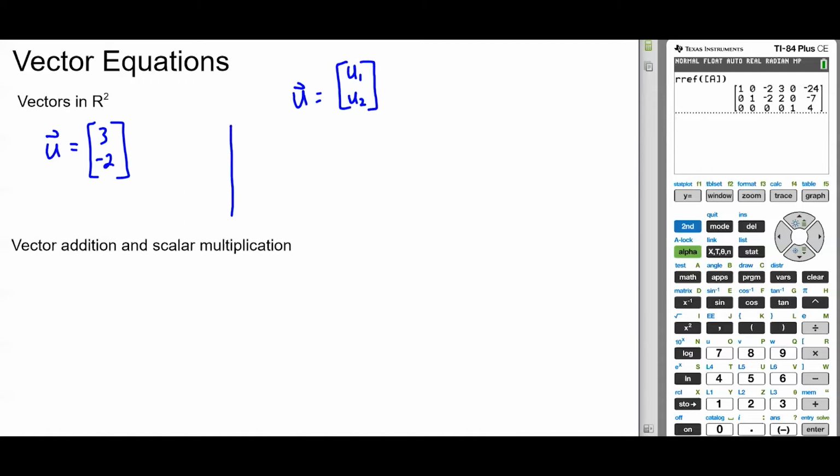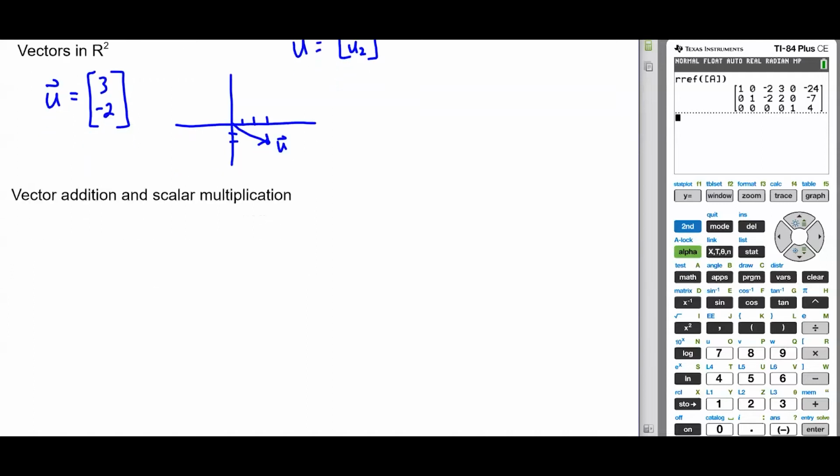And you could graph this, let's say 3 in the x direction, -2 in the y direction. We would draw an arrow with its endpoint at the x and y component, the first and second component of the vector. So this would be vector u.